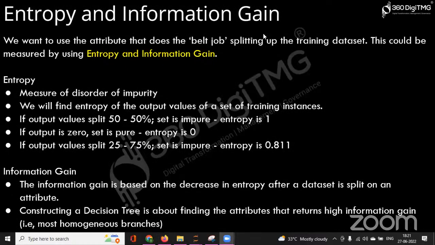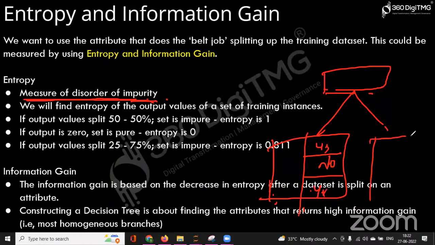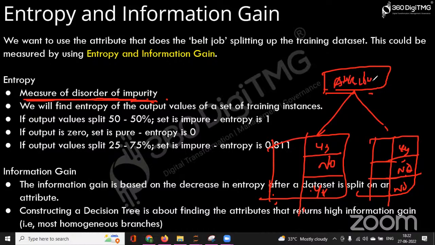In order to calculate the information gain of a particular column or feature, first we have to calculate the entropy. So what is entropy? Entropy is a measure of disorder, or a measure of impurity. Let's say you have one feature and you have split it, and here you have yes case and no case: yes, no, no. In this case, will you be able to take decisions? No, you won't be able to take a decision.